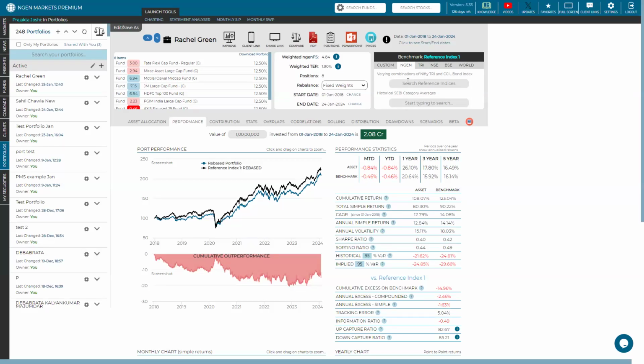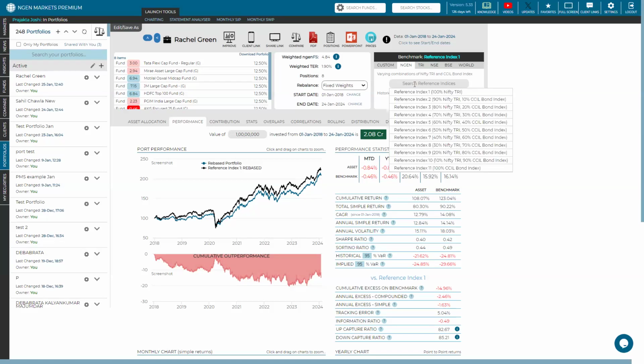At NGEN, we have created a combination of equity and debt indices in increments of 10. So reference index 1 is 100% Nifty TRI, and reference index 11 is 100% CCIL bond index. And after that, there are increments and, of course, decrements of 10. That's how we have built these benchmarks to auto benchmark the portfolio performance against.